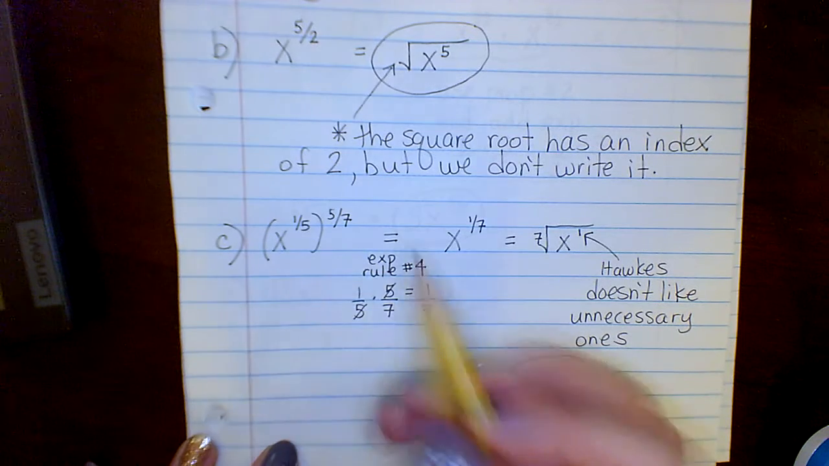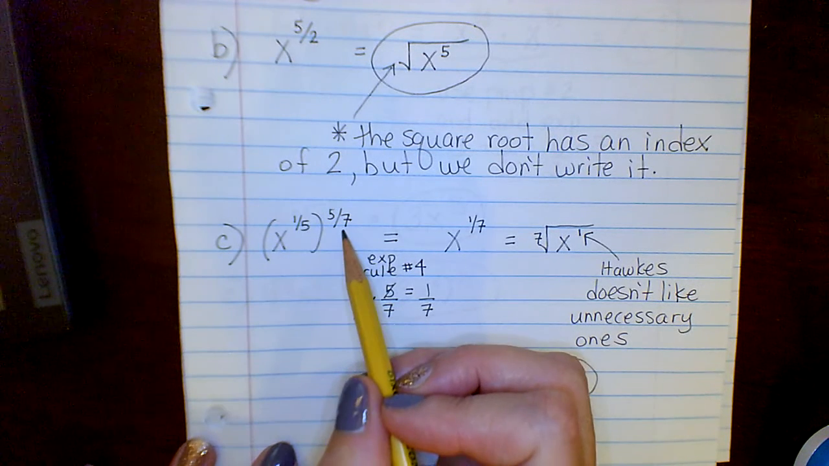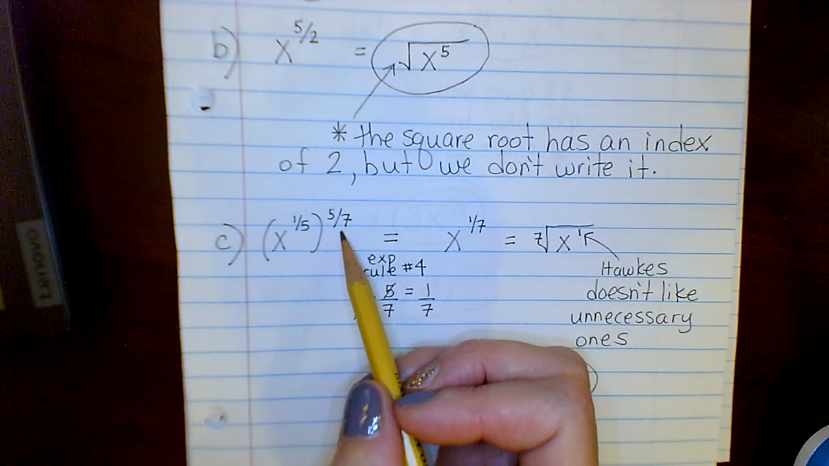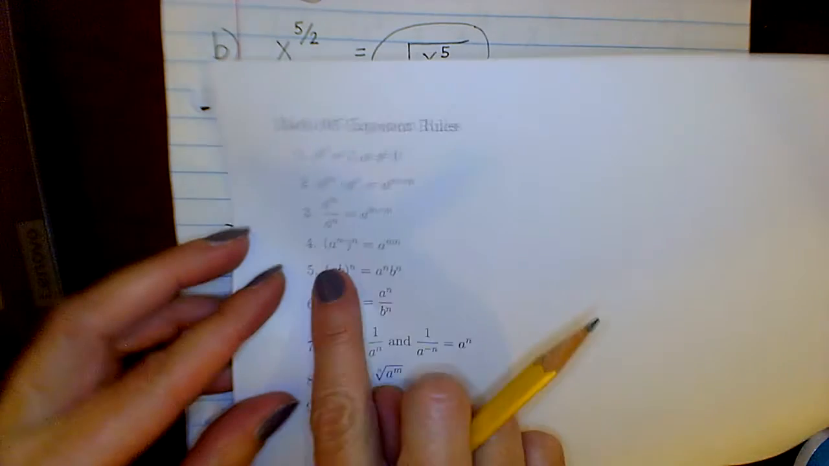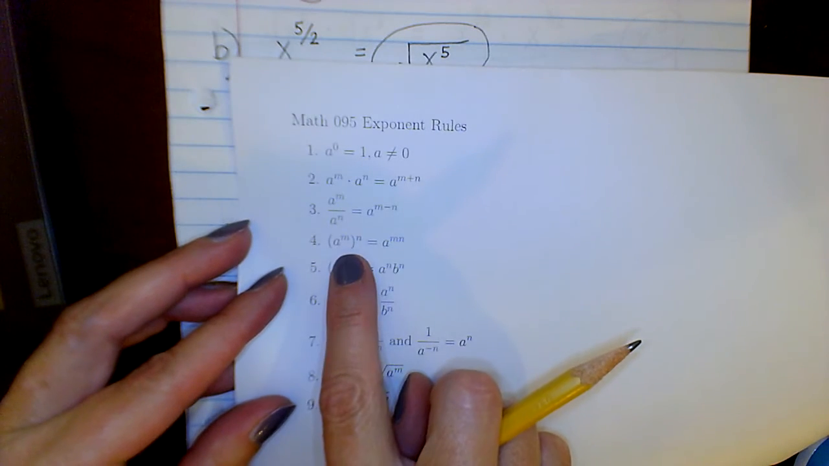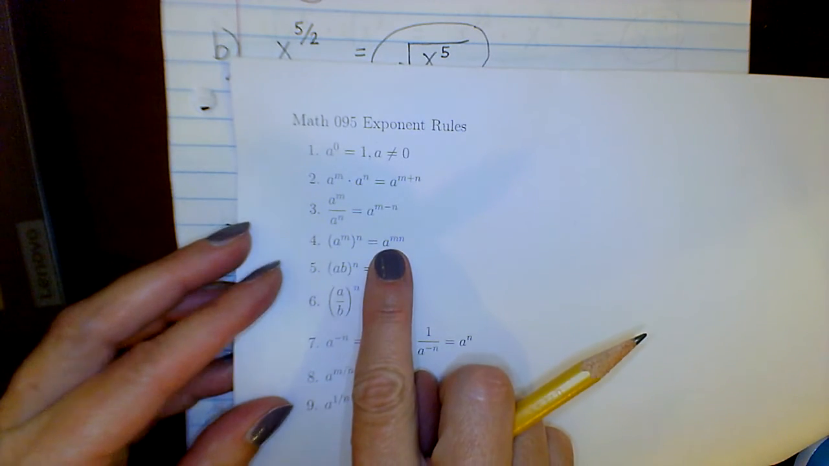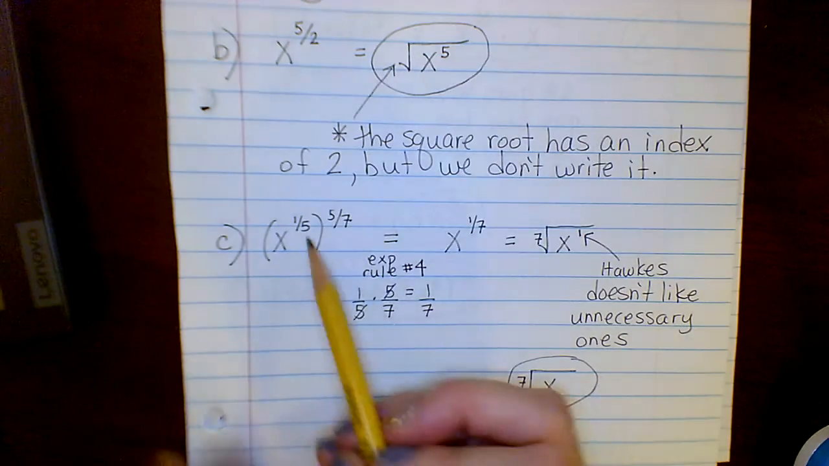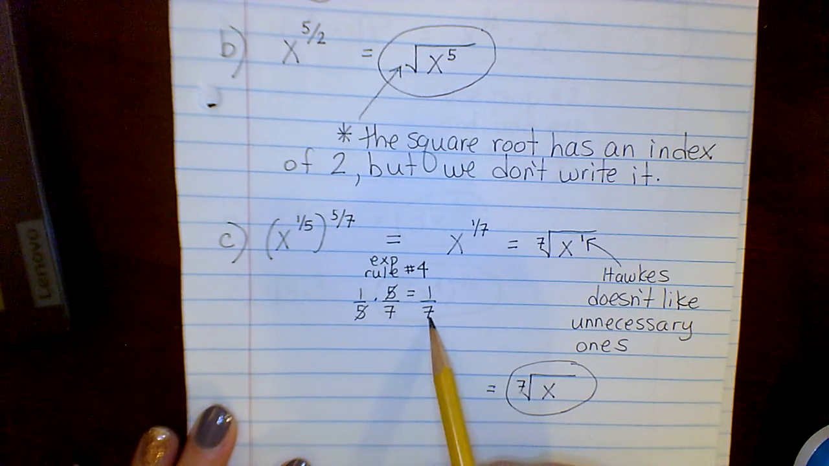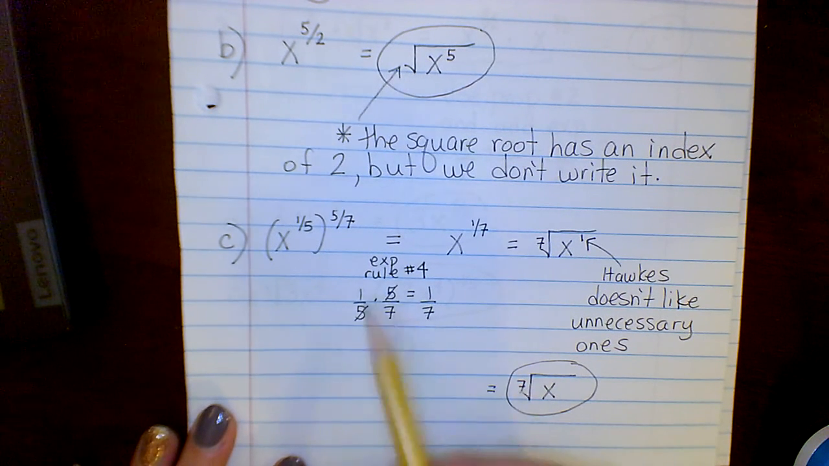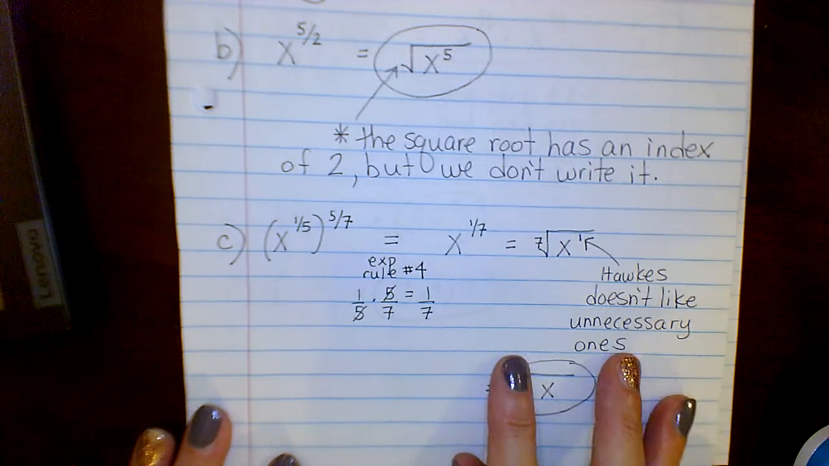Alright, so what about x to the 1/5 to the 5/7? Well, to start off with, we're going to use exponent rule number 4. So which one is that? This is the one that says if you have a power raised to a power, you multiply the exponents. So I'm going to multiply those exponents together. 1/5 times 5/7 is 1/7. I did that without a calculator, but if you want to use a calculator, you certainly can.